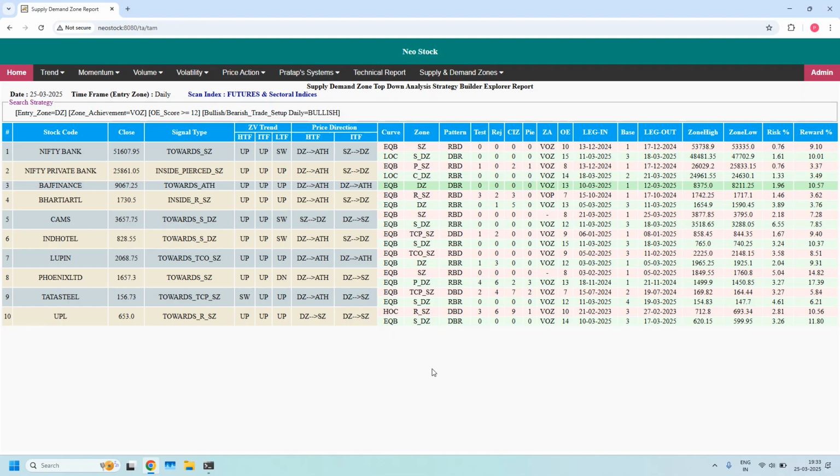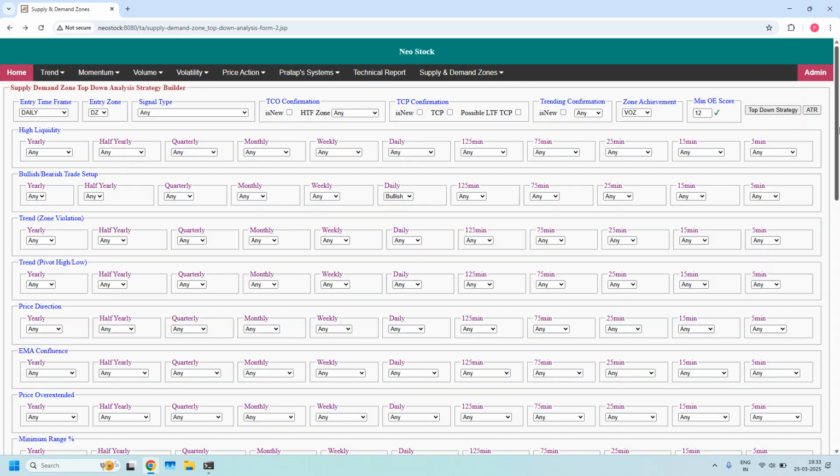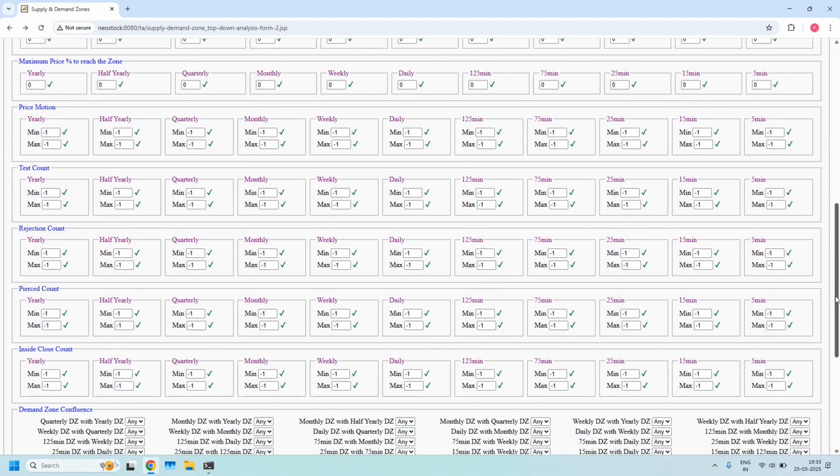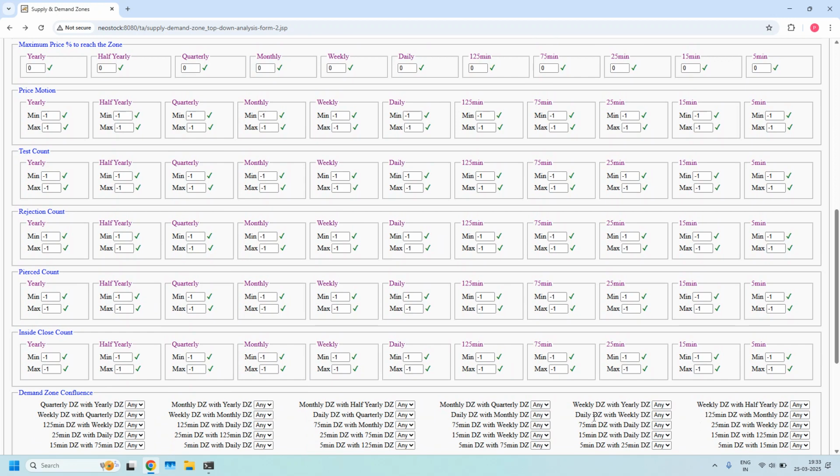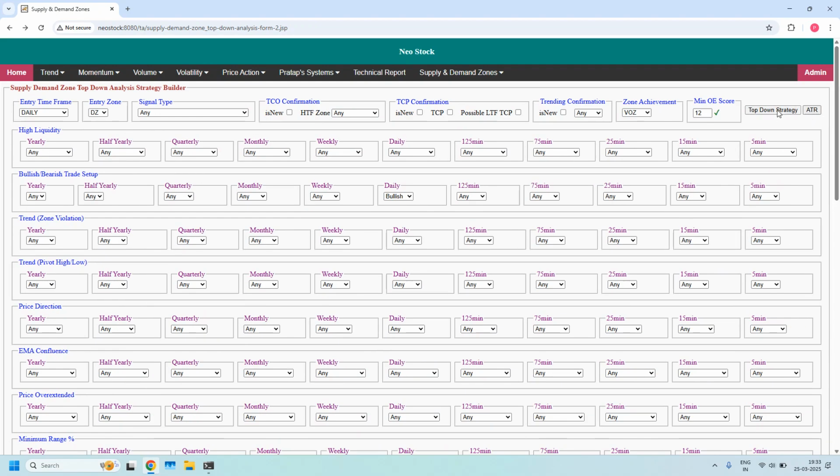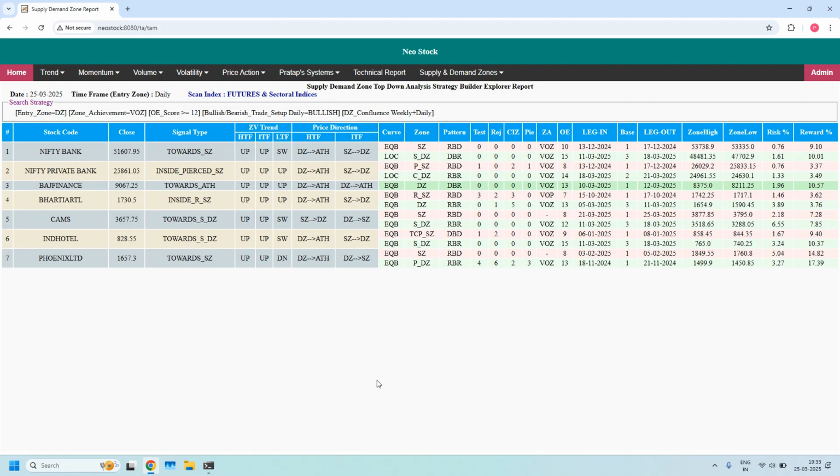First filter is LTF and ITF demand zone confluence. That is a daily and weekly demand zone confluence. So let's filter the stocks. In the demand zone confluence, I am enabling the filter daily demand zone with weekly demand zone confluence. So with this filter, out of 10 stocks, we got 7 stocks.